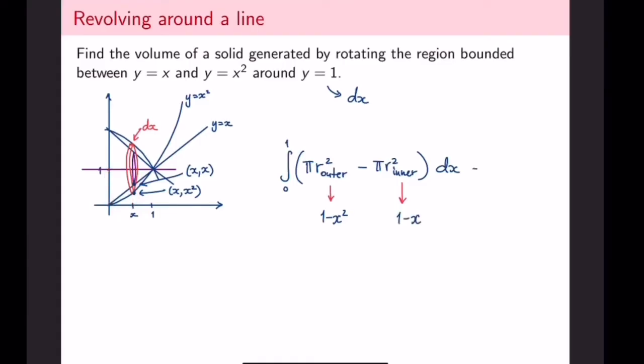Okay, so then my integral turns into the integral from 0 to 1 of pi times the outer radius, which is (1 minus x squared) all squared, minus pi times the inner radius, which is (1 minus x) all squared, dx.